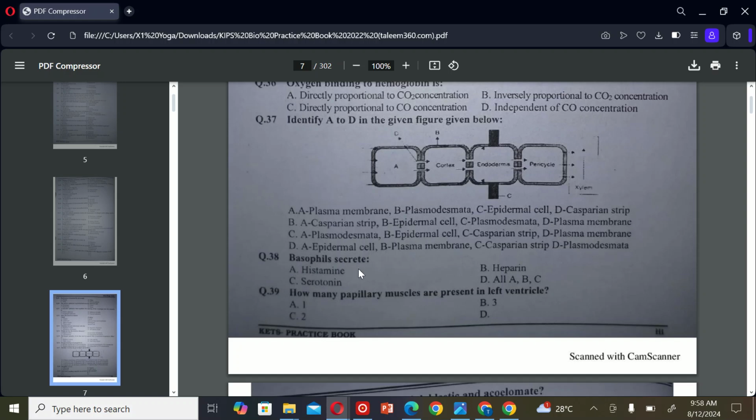The next MCQ is: basophil secretes A. Histamines, B. Heparin, C. Serotonin, and D. All of A, B, C. So the correct option is D. All of A, B, C. The next MCQ is: how many papillary muscles are present in the left ventricle? A. 1, B. 3, C. 2, and D. 4. So the correct option is C, 2.